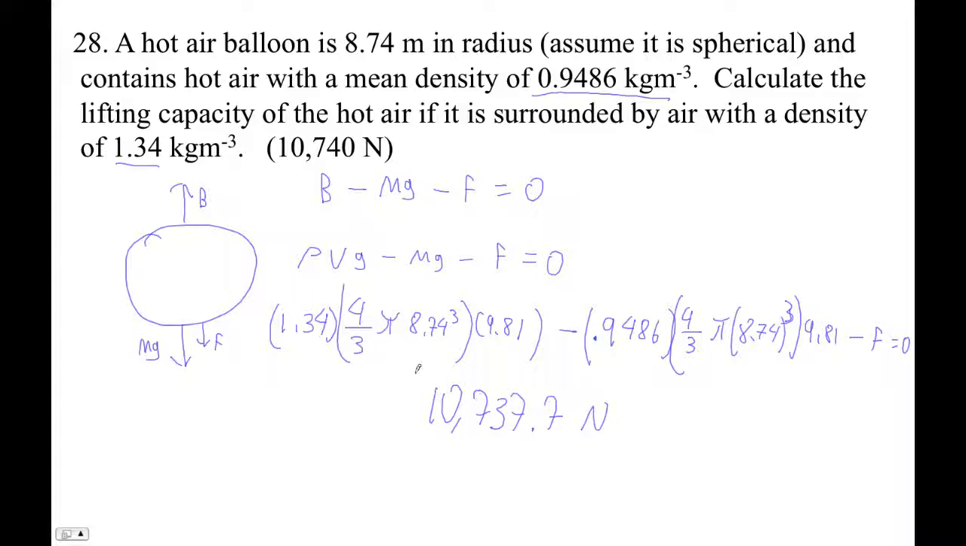10,737.7 newtons is the force. So really what it is, it's the lifting capacity of the hot air, basically. All right, good enough. Hopefully you could hear all that.